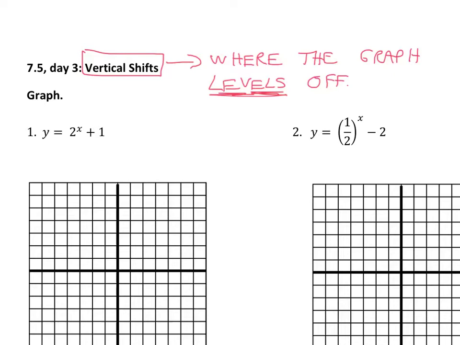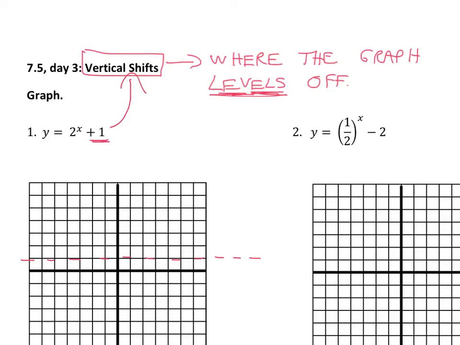So if we look at the first one, y equals 2 to the x plus 1, this plus 1, that's the vertical shift. So we're going to go to where y is 1 right here, and we're going to draw a dotted line right here. That means this curve is never going to cross this horizontal line. I'm going to put that in red so we can see the difference. So that's where it levels off. Okay, that's the only new thing.